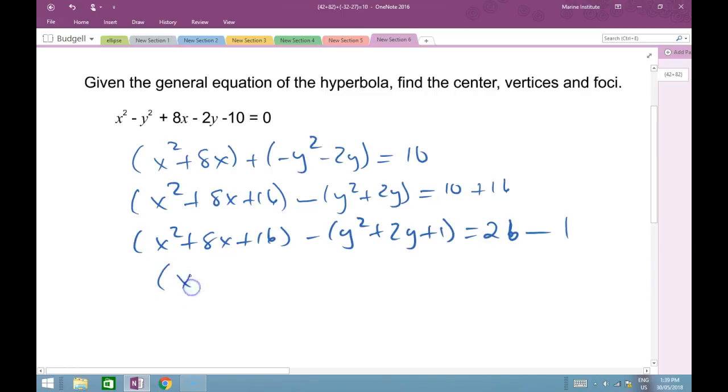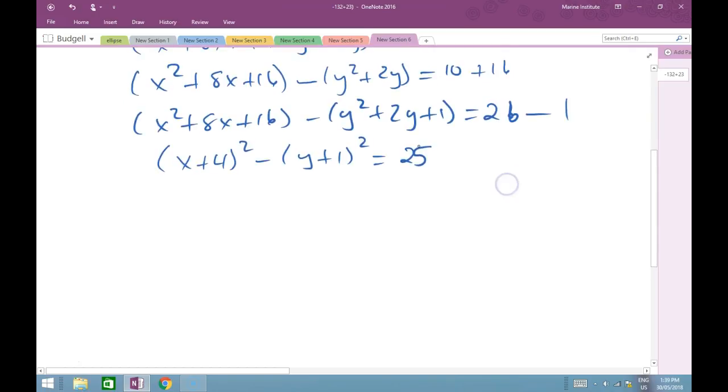Complete the square properly here. This becomes x plus 4 all squared, minus y plus 1 all squared, equals 25. Now with the hyperbola, the right-hand side has to be, sorry, not negative 1, it has to be 1. So we're going to have to divide all the terms by 25.